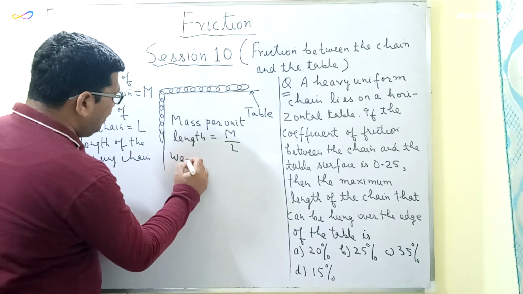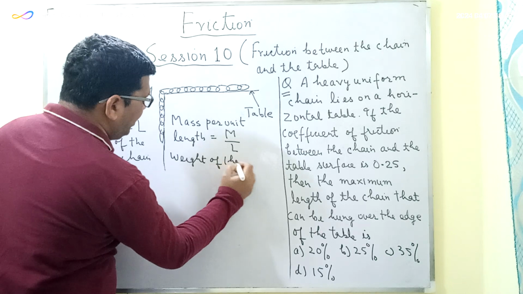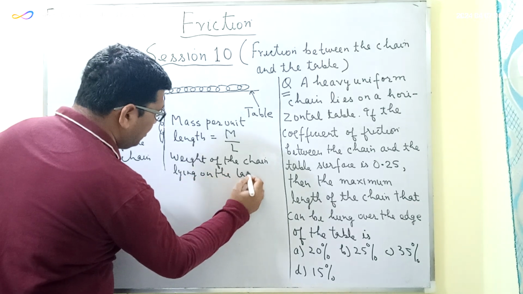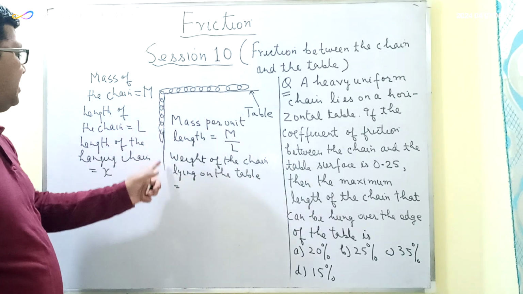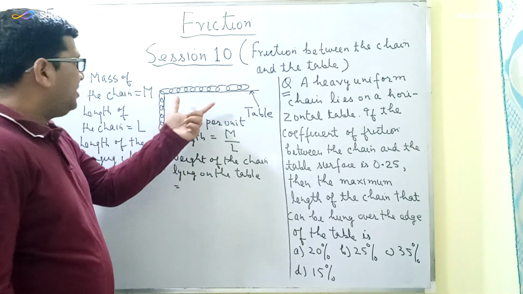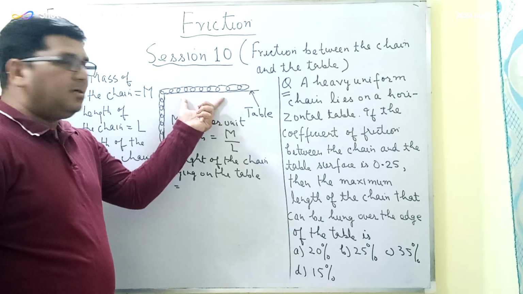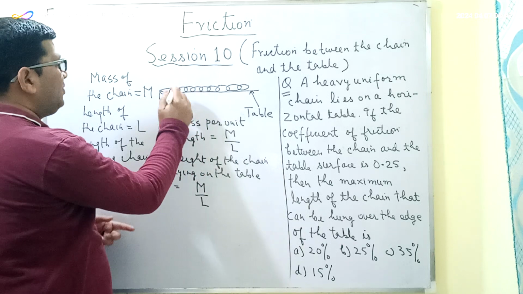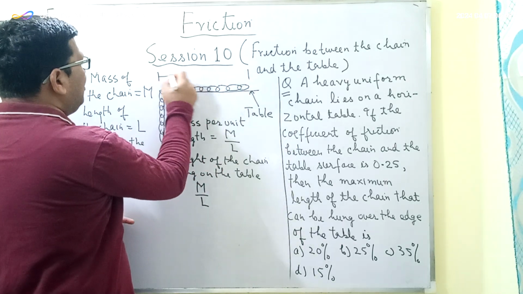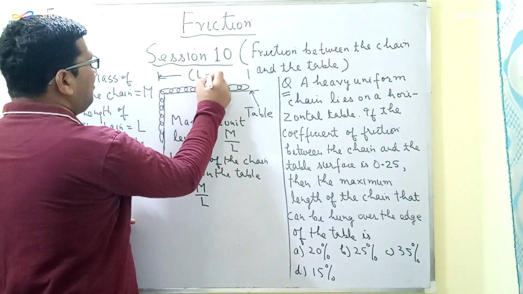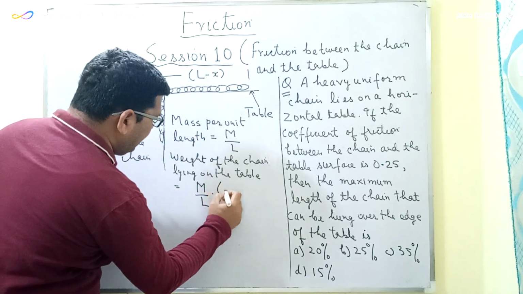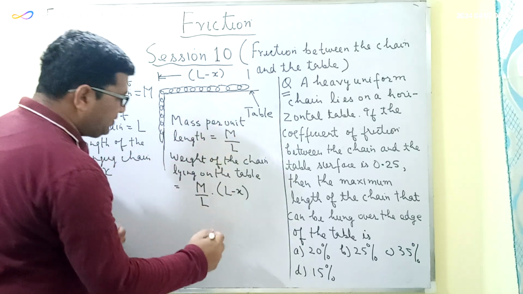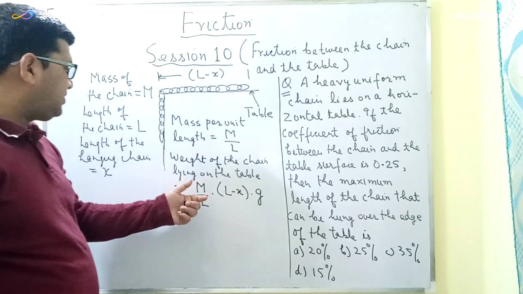Now the weight of the chain lying on the table will be equal to, if the length of the chain is L and the length of the hanging part of the chain is X, then the length of the chain which is lying on the table will be equal to L minus X. Now the mass per unit length is M upon L, and the length of the chain lying on the table surface is L minus X. So this is the mass of the chain lying on the surface of the table, multiplied by g. So this is the weight of the chain which is lying on the table.